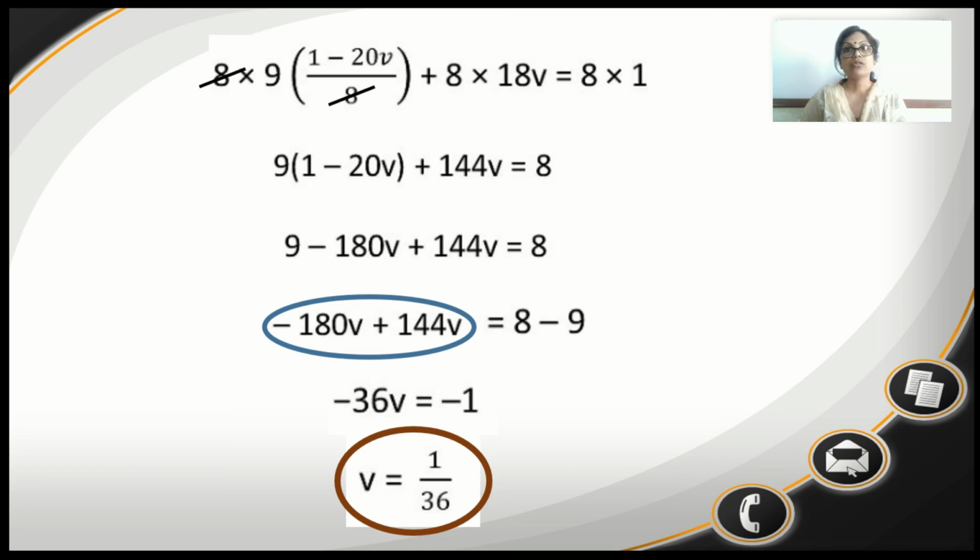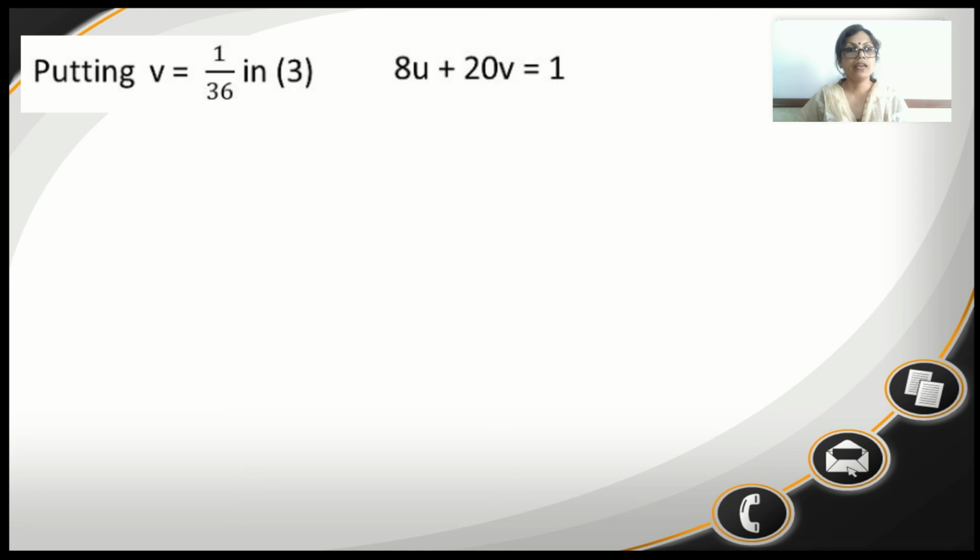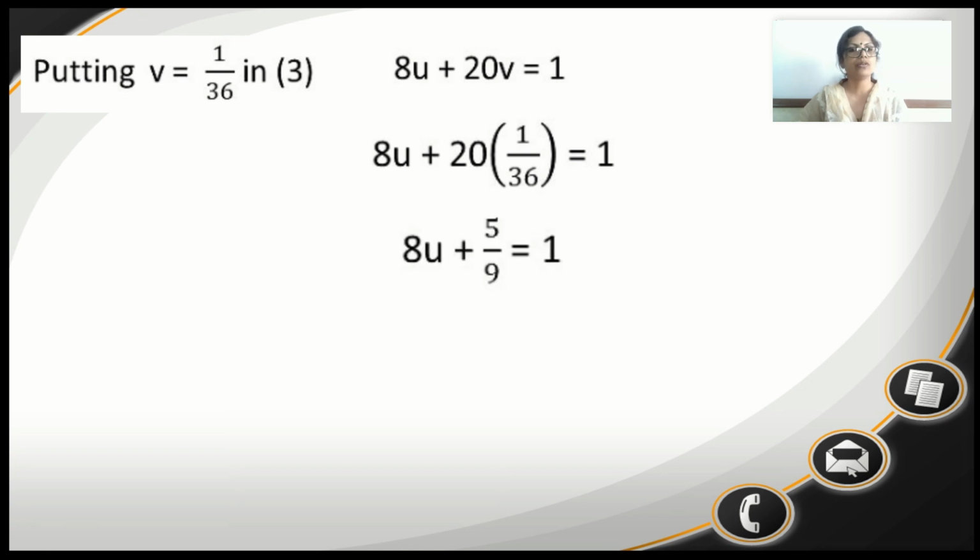Still the sum is not over. The very important part is remaining. We have to substitute the value of v in equation 3 and get the value of u. Our equation 3 is 8u plus 20v is equal to 1. So let's substitute 8u plus 20 in the bracket 1 upon 36 is equal to 1. You simplify this, cancel this 20 and 36. What we get is 8u plus 5 upon 9 is equal to 1.